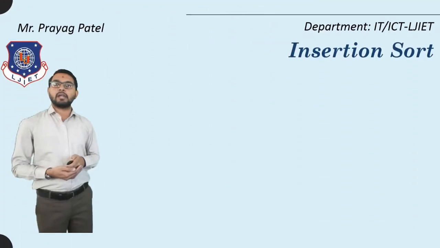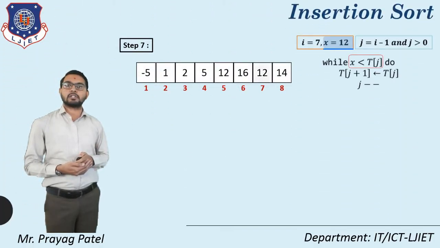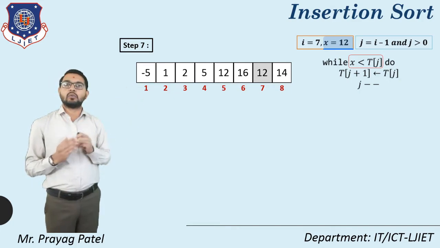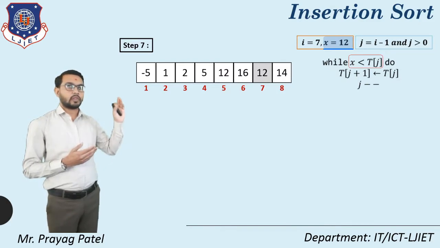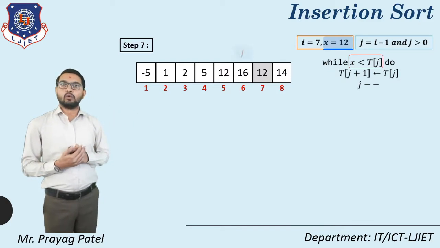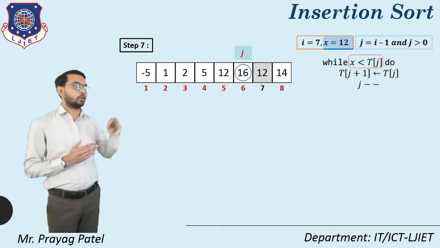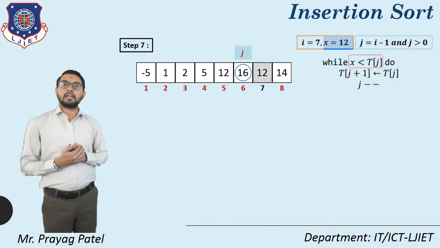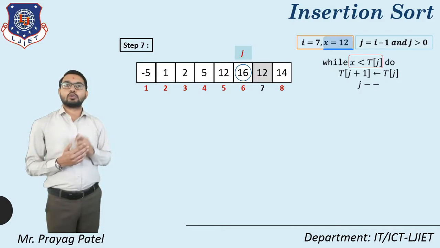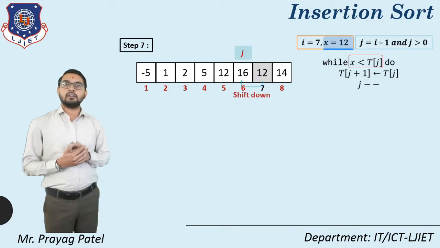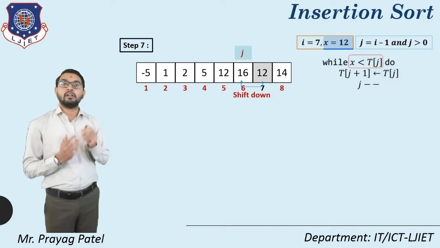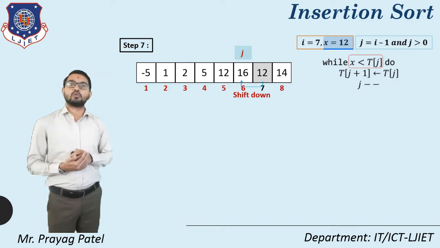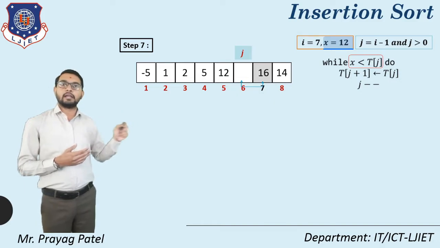Now consider the next step. In the next step, step number 7, consider the first 6 elements as sorted. Now your next location is location number 7, i equal to 7 and x equal to 12. j equal to i minus 1 and while loop. Now consider the value of j as 6 because it is the previous element of i. So j equal to 6. Now consider the 16 as a[j] and x as 12. So 12 is less than 16. Yes. Then right shift or shift down operation between the 6 and 7 locations. So the 16 value moves from location 6 to location 7. So here consider the value 16 put at location 7.